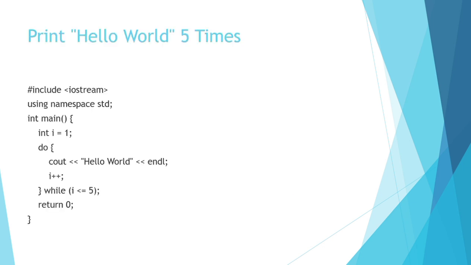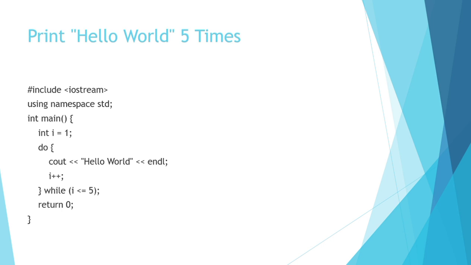Print hello world 5 times. The variable I is declared as an integer, int, and initialized with the value 1. This will be used as the loop counter. Inside the loop body, the statement cout prints the text hello world to the console, followed by endl, which inserts a new line after each print statement. This ensures that hello world appears on a new line for every iteration.